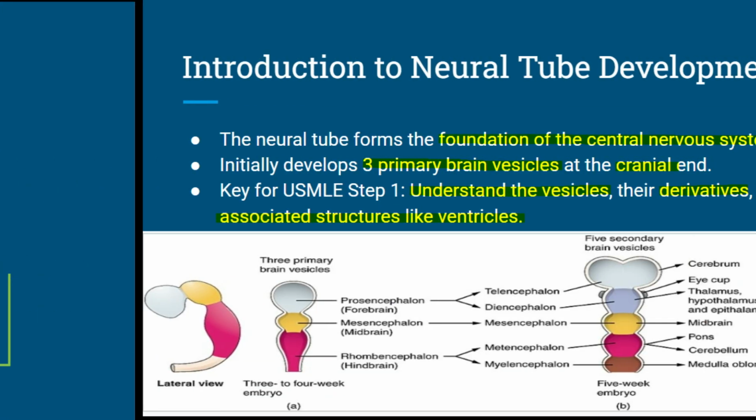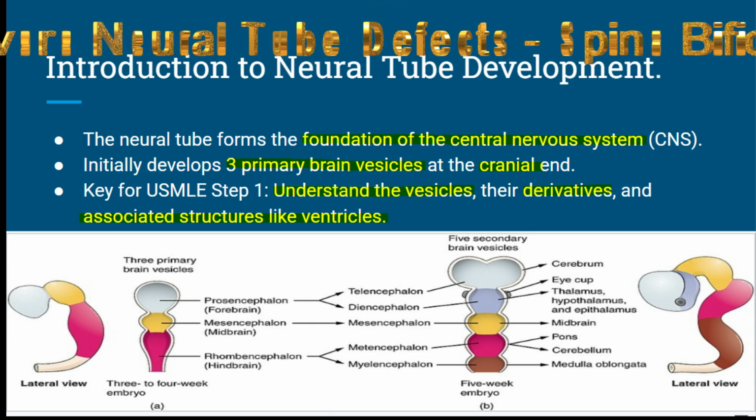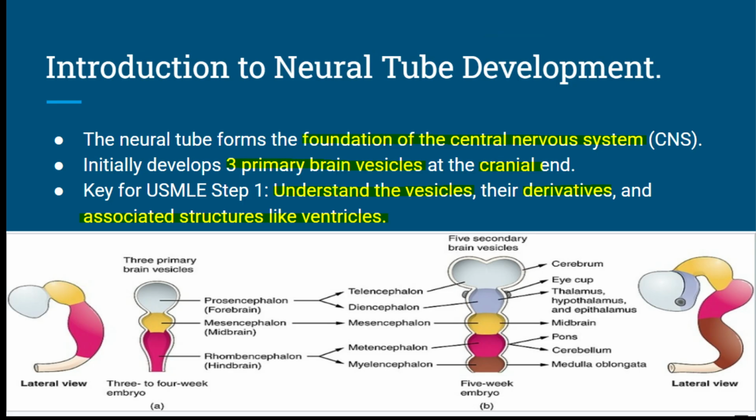Promise. Picture this. You're on your neurology rotation, and a patient comes in with a newborn who has a severe neural tube defect, spina bifida. The parents are devastated, asking why this happened. You realize this all ties back to the neural tube development, a core concept for USMLE Step 1.